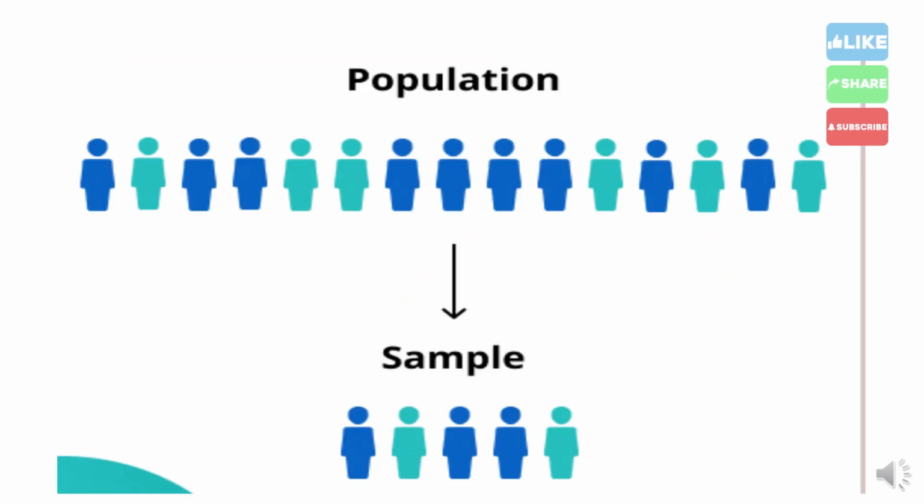We have an example: we have a population, and in this there are different people, and in the sample we can easily select random people from the population, and through this we can easily see what the sample of this population is.